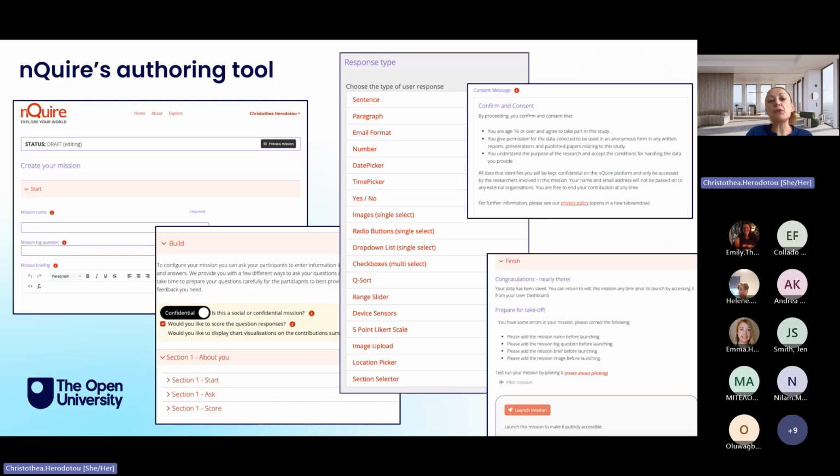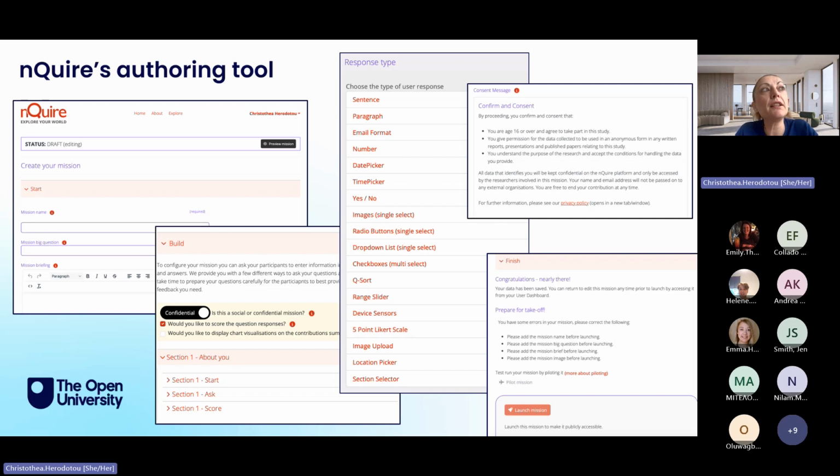What I have here is a number of screenshots that show in a way the process you go through in order to set up a study. We have a tool called the authoring tool, and this is the tool that enables people to set up their own studies. The first stage is called start, and here you need to put the name of your mission, the research question behind your study, and describe the mission briefing.